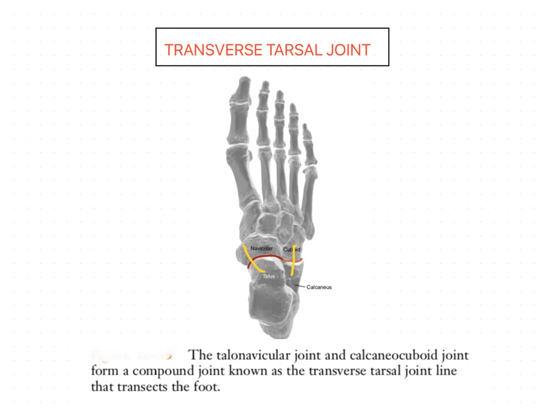The two joints together present an S-shaped joint line. Here you can find the S-shaped joint line that transects the foot horizontally, dividing the hindfoot from the midfoot and forefoot. The navicular and the cuboid bones are considered in essence as immobile.